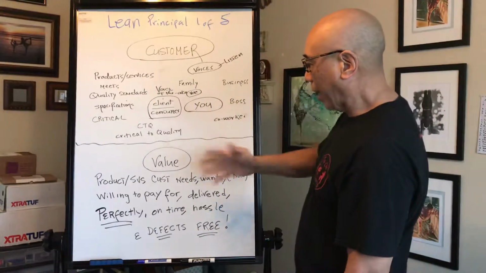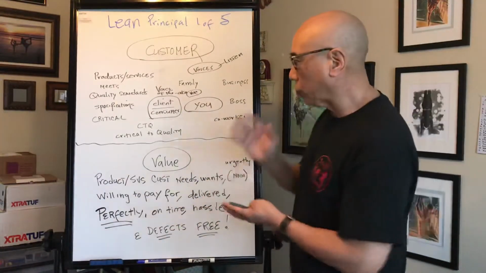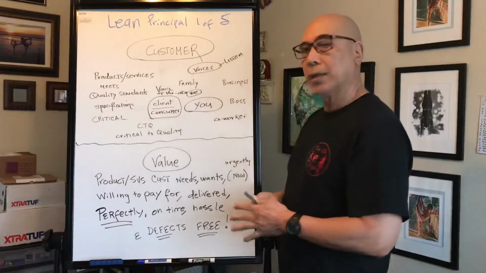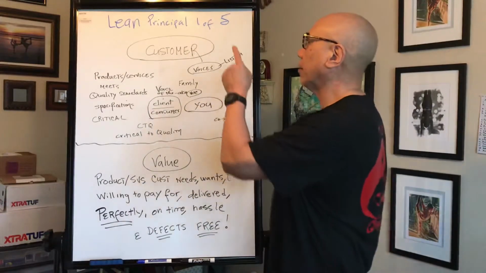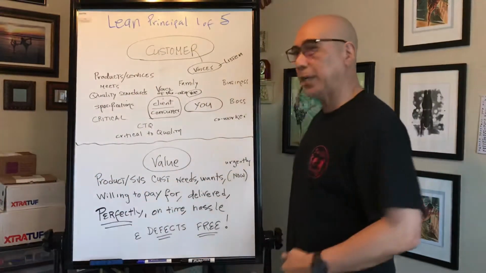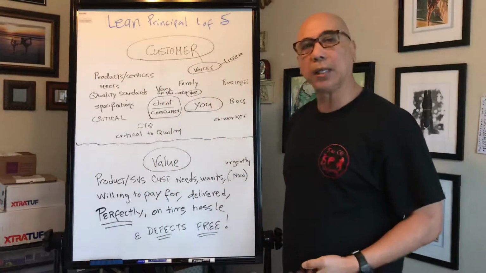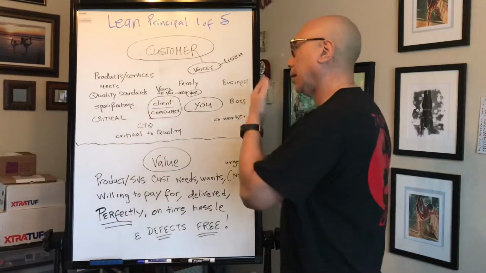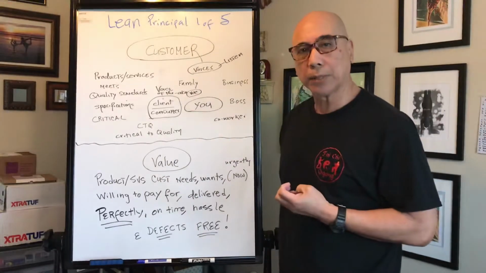Customer and value. I know there's a lot more to it, but I just want to give you a little bit of a snapshot. In my next videos, I'm going to cover 4 through 5, and then you'll get a big, gigantic picture of what lean manufacturing is, the English version of Toyota Production System.